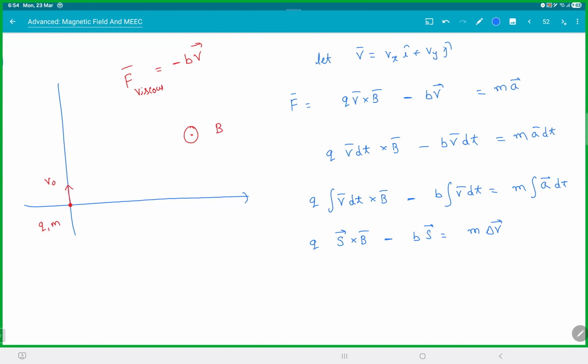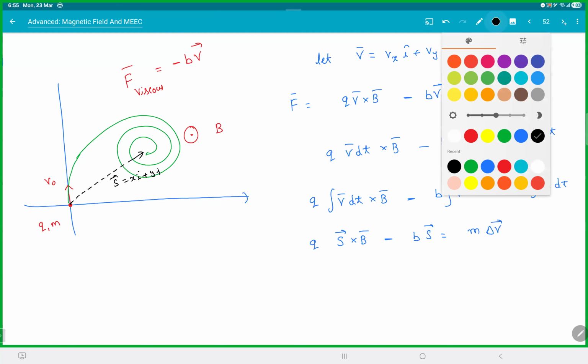Right? And then this S bar is what? Eventually, if you actually observe the motion of this particle, it goes like this and will do something of this sort. What you're finding from here to here will be your S bar, which is x i cap plus y j cap. You could have actually substituted Vx, Vy and integrated also. That also would have worked, but this would be simpler.